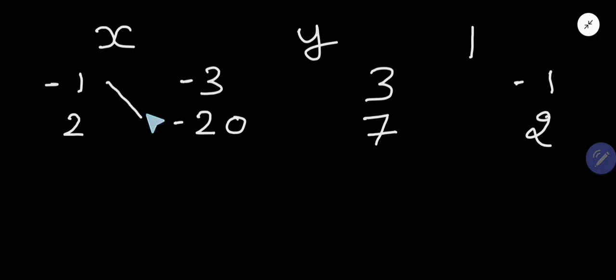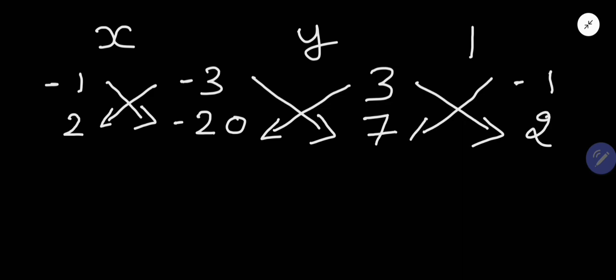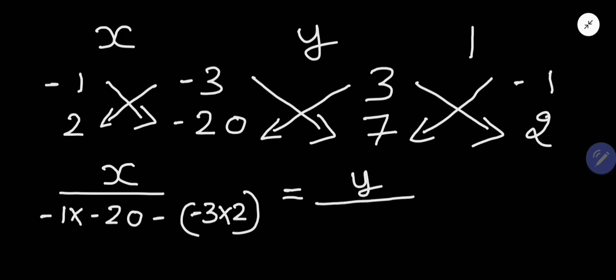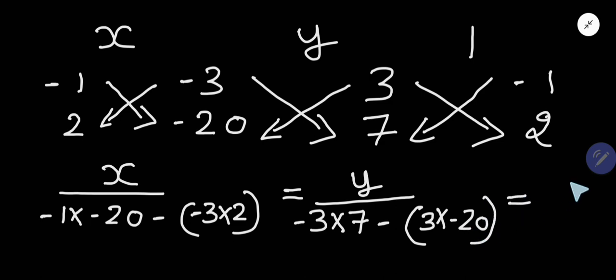So after that we will cross multiply. So x over minus 1 into minus 20 minus minus 3 into 2, and y over minus 3 into 7 minus minus 20 into 3, and 1 over 3 into 2 minus minus 1 into 7.